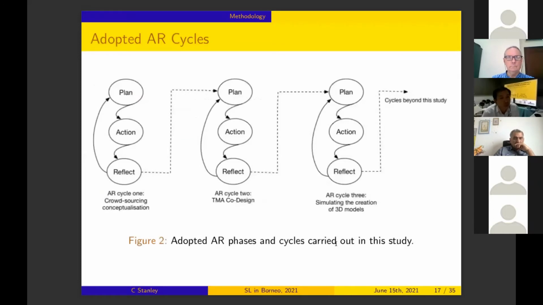Obviously, going back to the action, we followed these cycles. In the first cycle, we really wanted to understand the crowdsourcing conceptualization from the communities. And in the second cycle, we wanted to co-design this crowdsourcing task request management application, once we had understood what crowdsourcing is in their context, and then also simulate the creation of the 3D models.